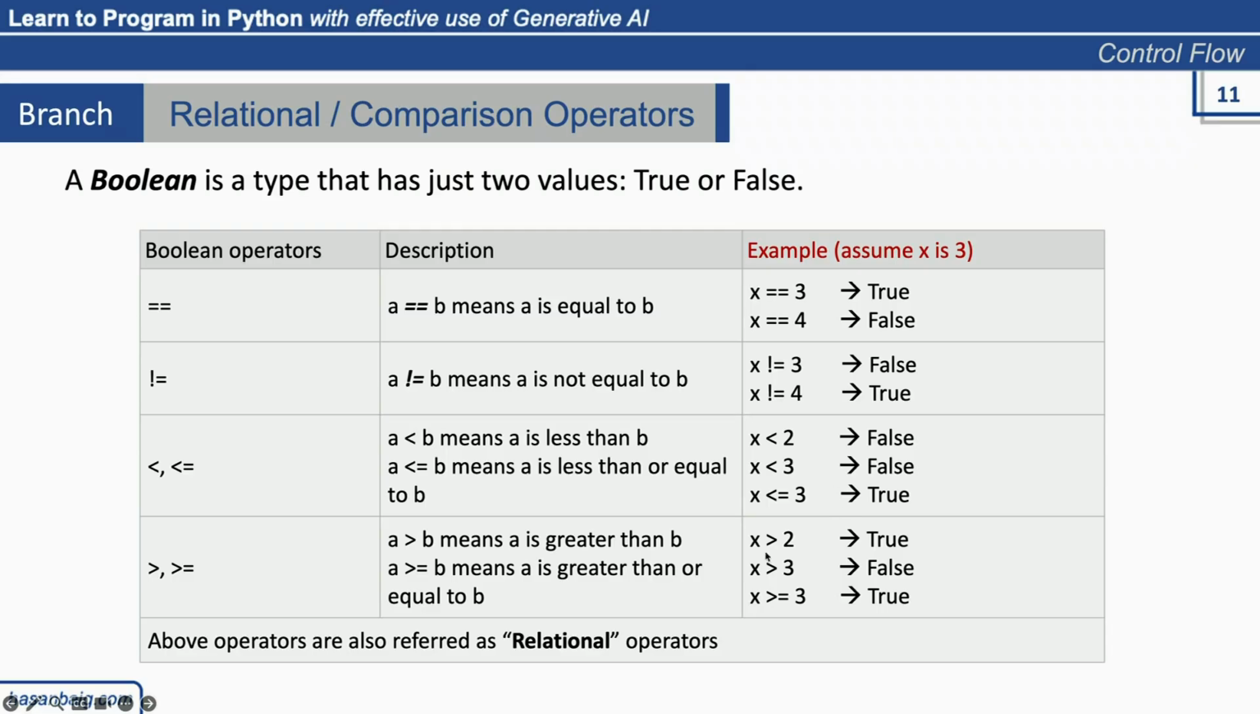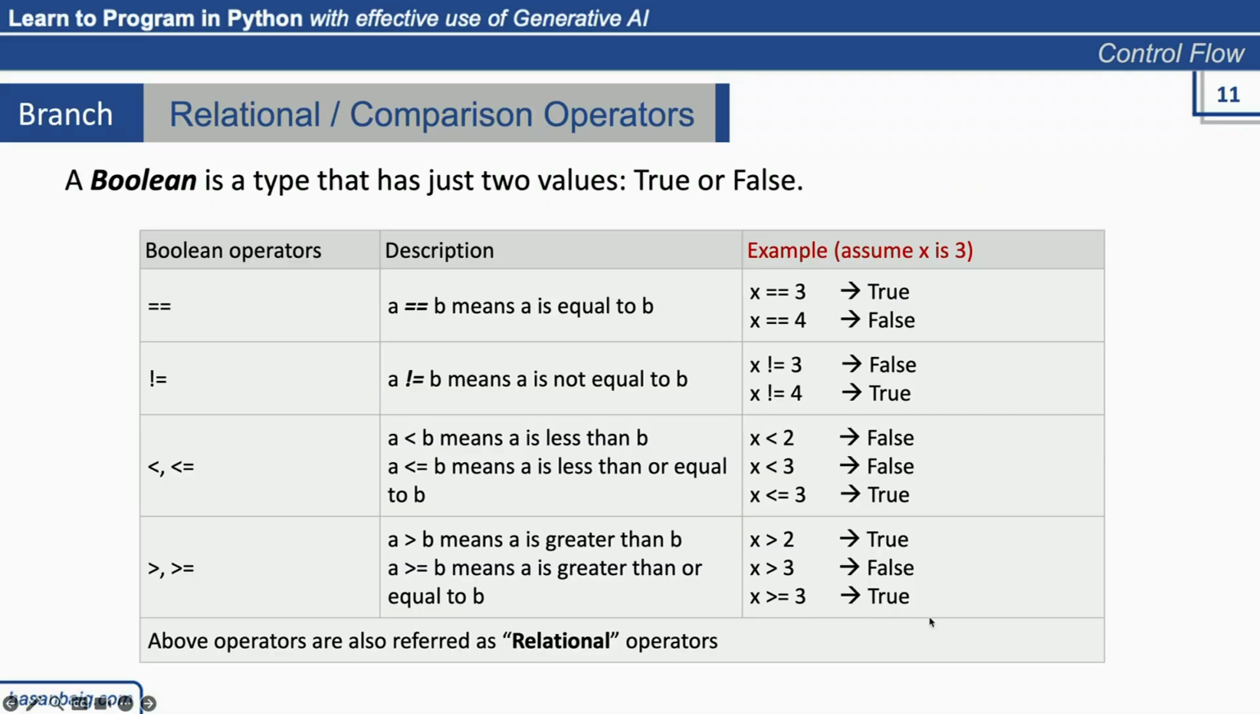What will be the value? For example, here x is greater than 3. Is it true or false? Because x is exactly equal to 3, it is not greater than 3, so it will return false. However, if I perform the same kind of check with the greater than equal operator, then x is equivalent to 3, but not greater than 3, but it will still return true.